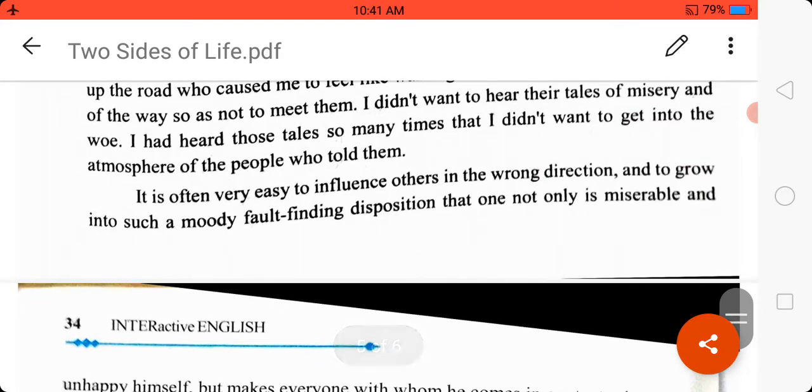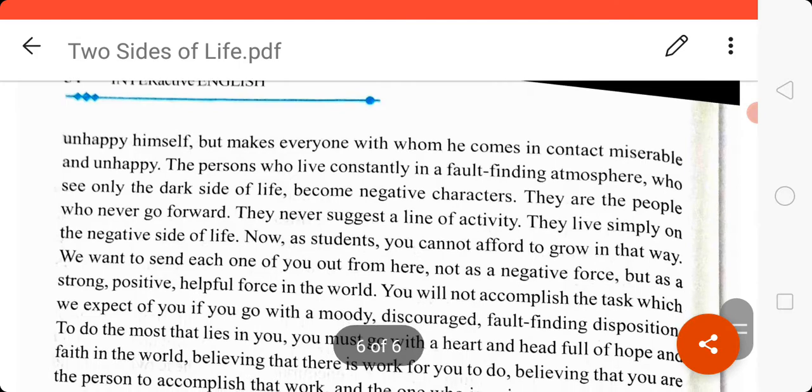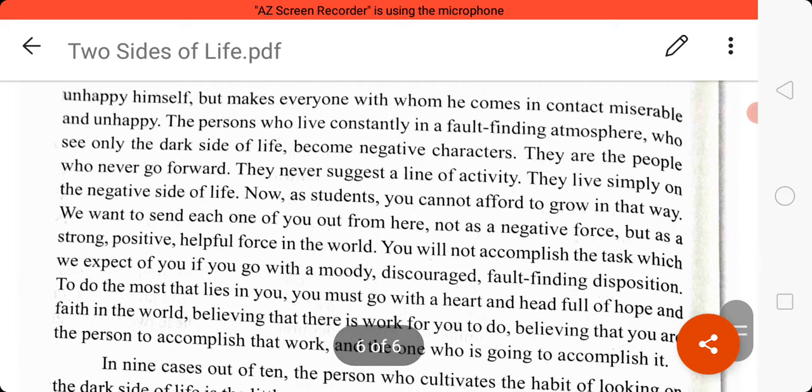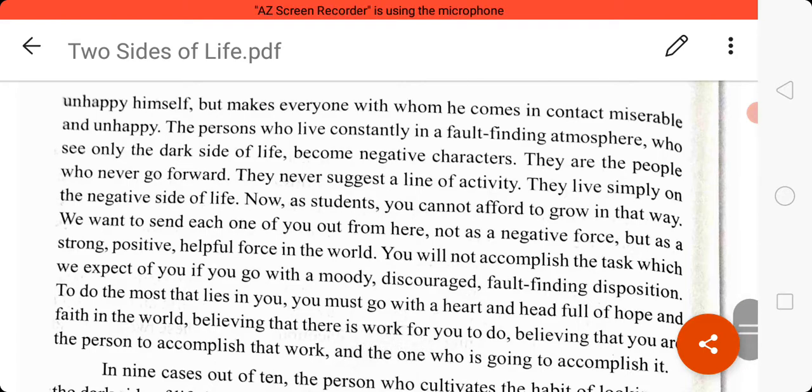So here it is often very easy to influence others in the wrong direction. Bad things influence easily more than good things, and to grow into such a moody, fault-finding disposition that one not only is miserable and unhappy himself, but makes everyone with whom he comes in contact miserable and unhappy. So the person who sees the dark side of life not only won't be happy themselves, but also makes the people who come their way unhappy by telling all their misery tales.